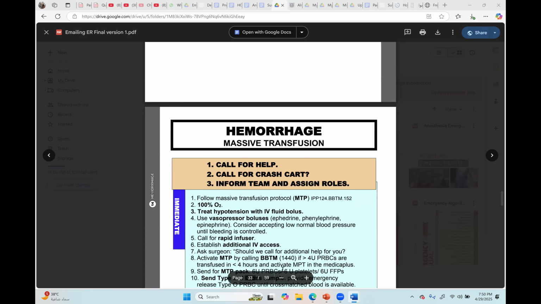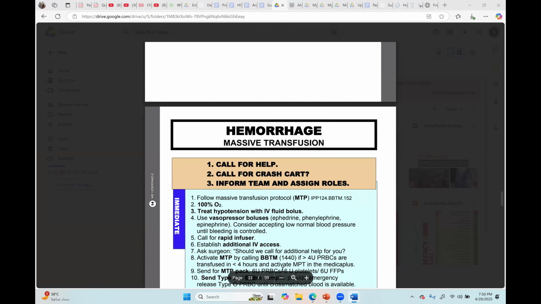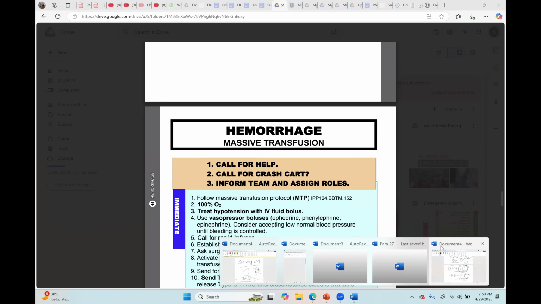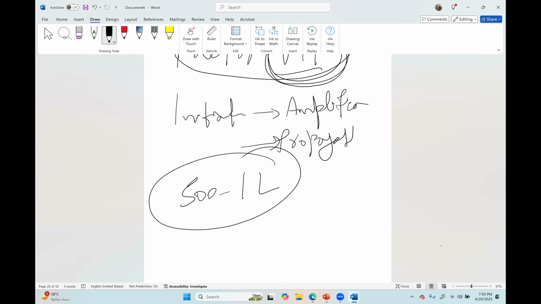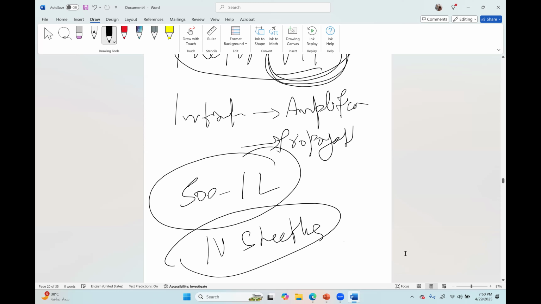Then the rest of the things are rapid infusers, level 1 infusers, which are able to transfuse 500 ml to 1 liter per minute. According to the level of the infuser, you take large bore IV cannulas. Even in liver transplant, they use IV sheaths. So this is for rapid transfusion.